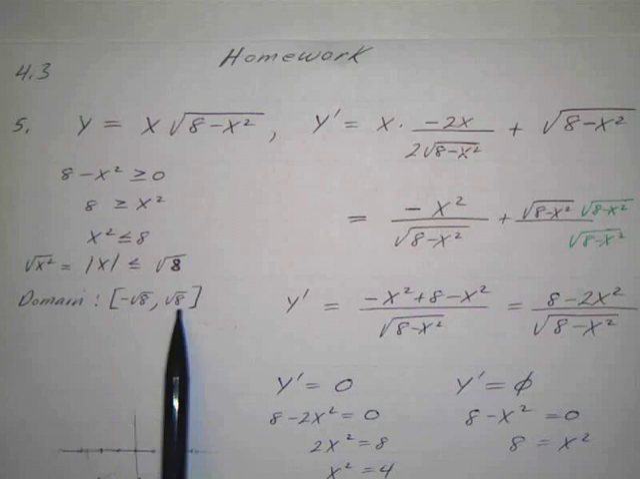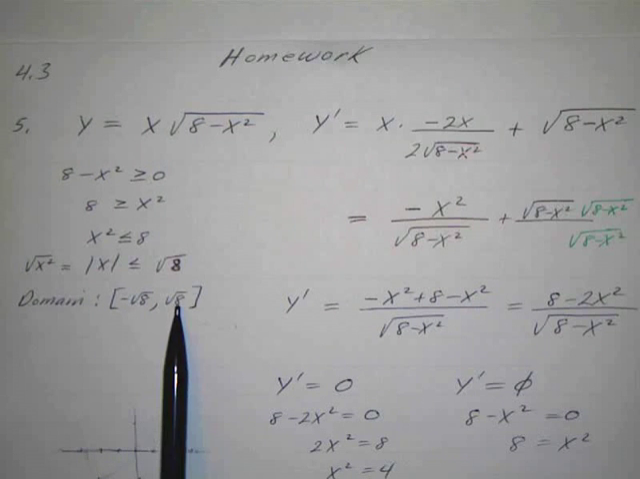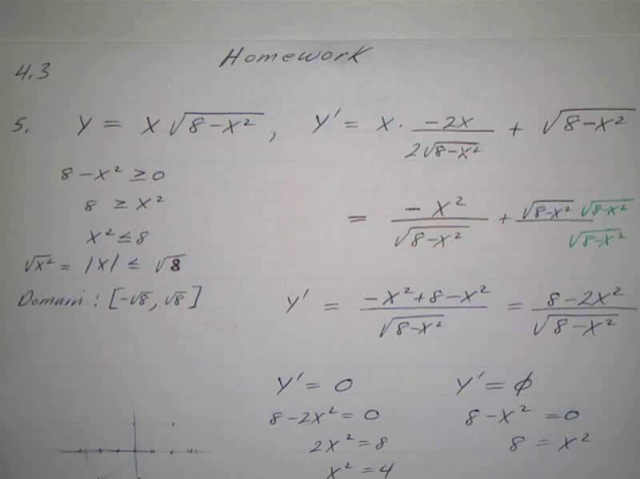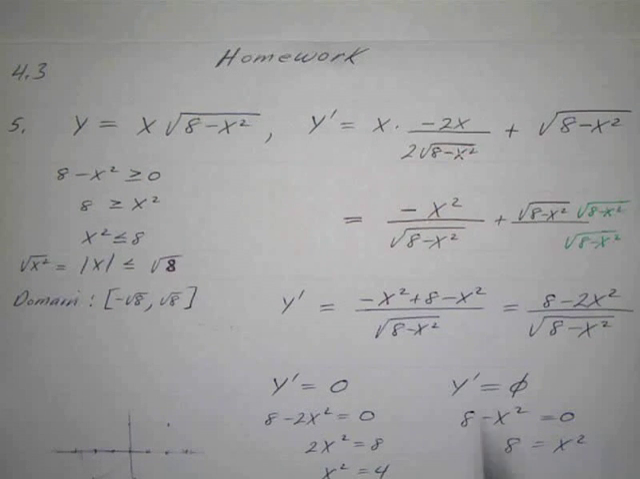It's going to be all the values between and including negative the square root of 8 and the square root of 8. So that's our domain. So we have a closed interval, so it's going to be easy to find our absolute extreme as well as our relative. Well, first of all, we'll find the relative. And we'll take the derivative to find our critical values.